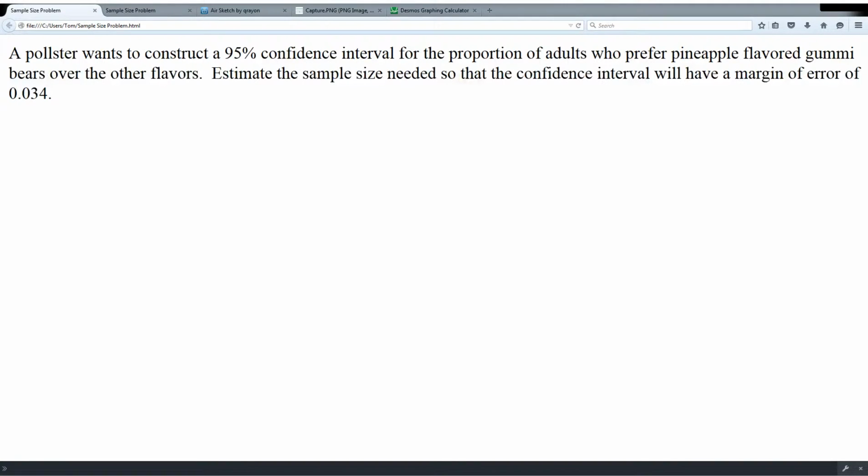In this problem, we're going to take a look at finding the sample size to give a confidence interval of a certain width. So the problem reads as follows: a pollster wants to construct a 95% confidence interval for the proportion of adults who prefer pineapple flavored gummy bears over the other flavors. And what we want to do is estimate the sample size needed so that the confidence interval will have a margin of error of 0.034.